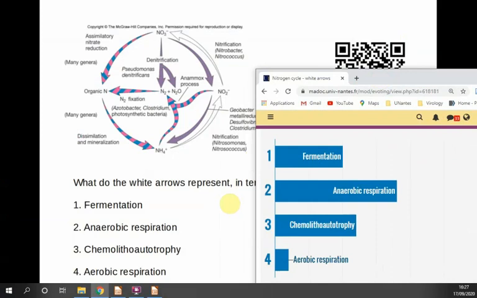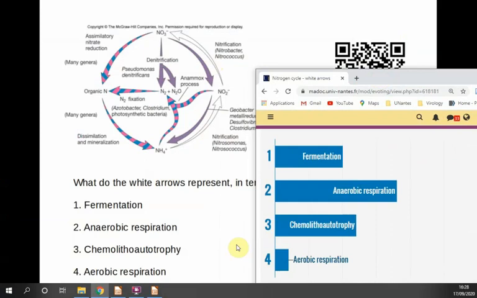The same thing is true for number 4, because in aerobic respiration, you have organic carbon as the electron donor and oxygen gas as the electron acceptor. So you don't have any nitrogen compounds at all in this process. So really the choice is between these two. We have a majority of people saying that this is anaerobic respiration. Just so we're all clear, the question is about the white arrows that are going this way.